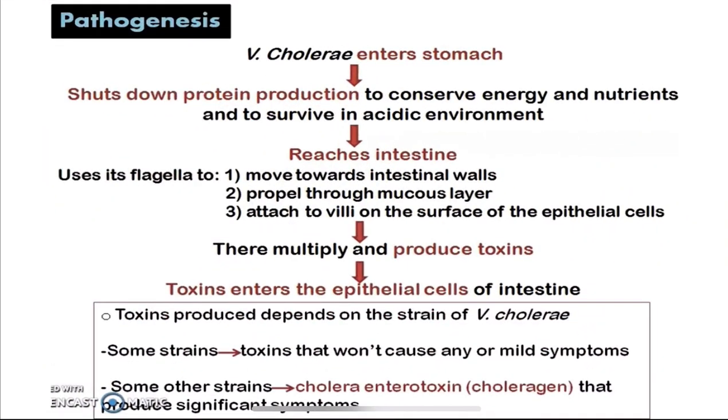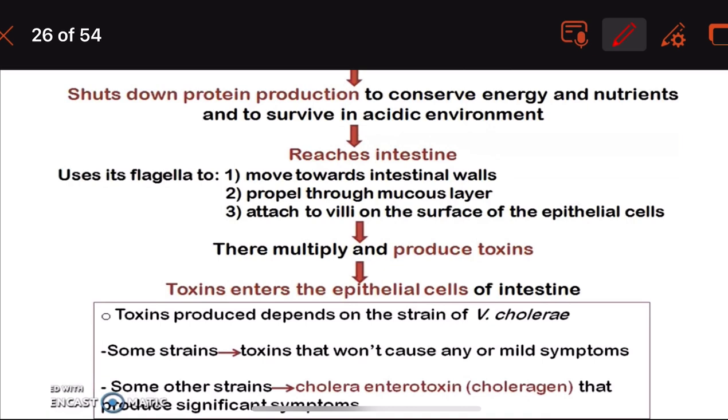See, Vibrio cholerae enters the stomach. It shuts down protein production to conserve energy and nutrients, and it survives in the acidic medium. So the Vibrio cholerae has the capacity to survive in the acidic environment. In the stomach, it shuts down the protein production, and then once it reaches the intestines, it uses its flagella. In the initial slide, we had this flagella. This flagella will move towards the intestinal walls. It will propel through the mucus layers, and it will attach to the villi on the surface epithelium.